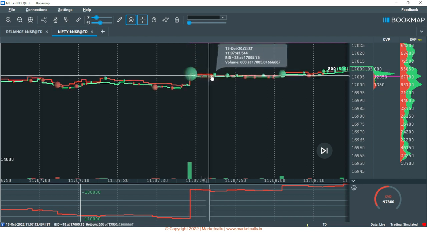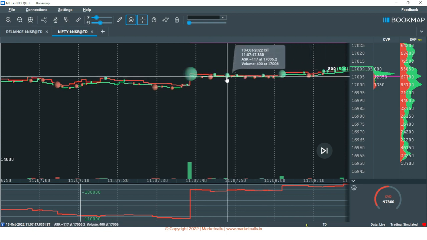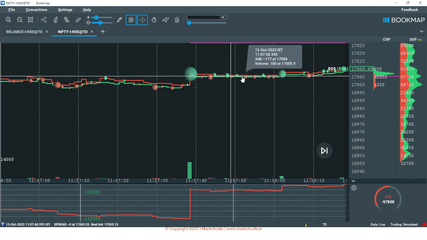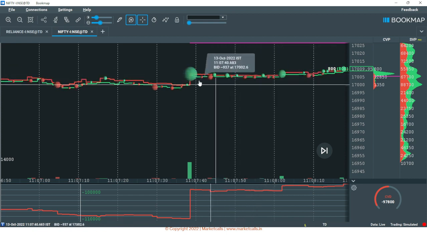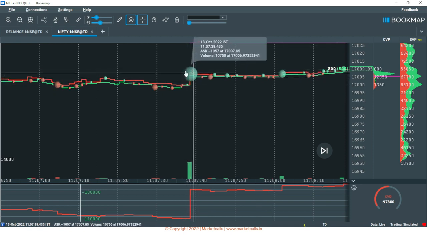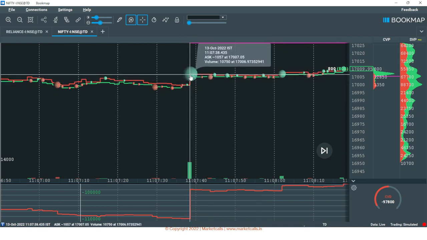Right, so look at that. These are small volume activity. Nothing much, more of a consolidation is what is happening over here. So when a big volume activity is happening, that means a big buyer is buying from the opposite seller. The buyer is the one who is initiating the market.